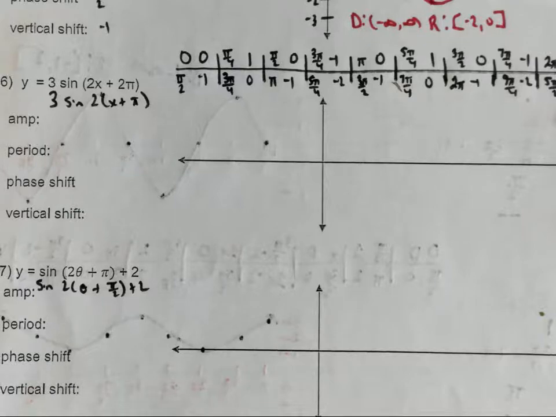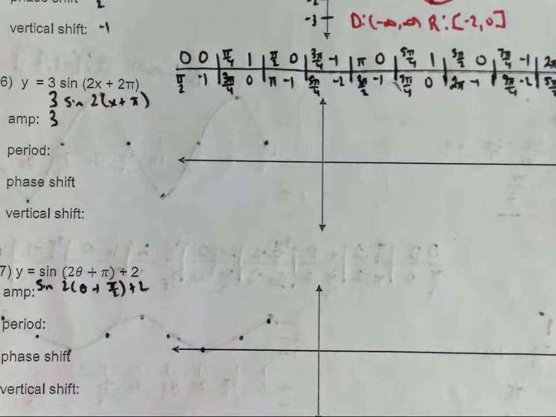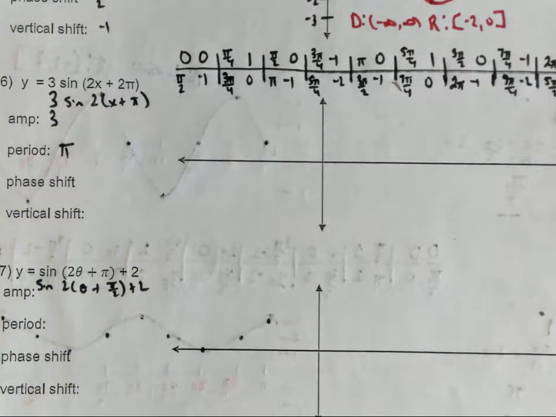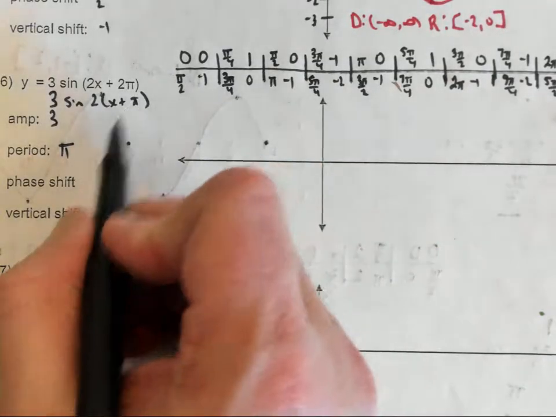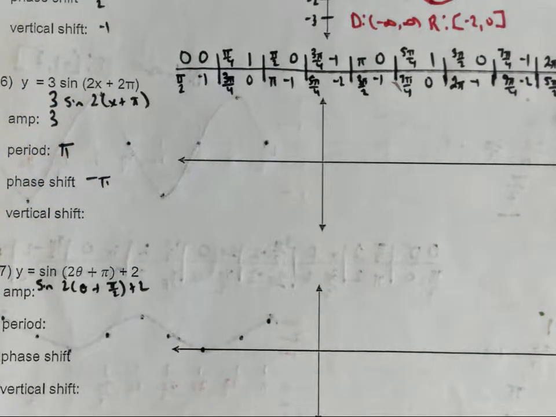Alright. Number 6. What do you not understand about 5, buddy? Alright, number 6. What's my amp? We're going back to 6. What's my amp? 3. What is your B value here, Dylan? 2. So to find my period, what's my period formula, Connor? 2 pi divided by 2, and I get pi as my period. What is my phase shift here, Jesse? Negative pi. I see pi, but my phase shift will be negative pi.